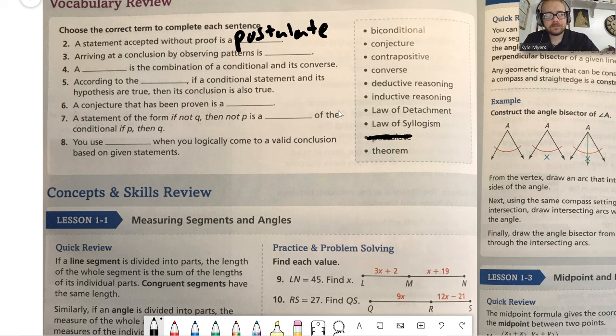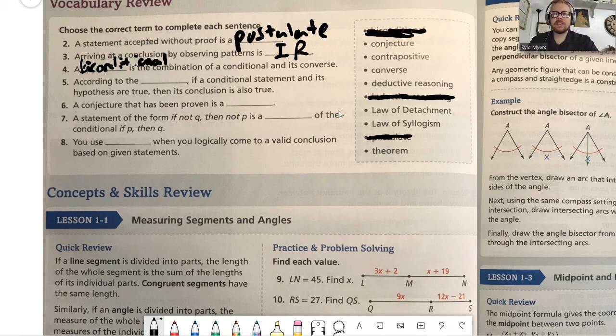Postulate. Then we have arriving at a conclusion by observing patterns. The key word there is patterns. If you're observing patterns, that's inductive reasoning, so I'm just going to call that IR, inductive reasoning. A blank is the combination of a conditional and its converse. If you combine two statements, the prefix for two is bi, so biconditional. Sorry, it's a little sloppy there. It doesn't really fit, which is why I like to abbreviate.